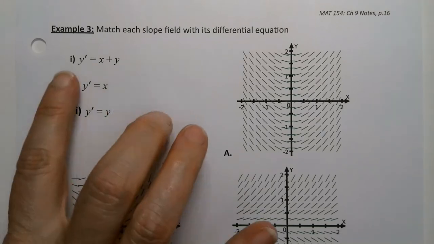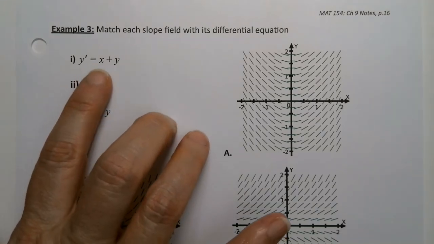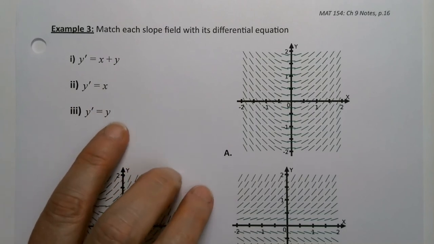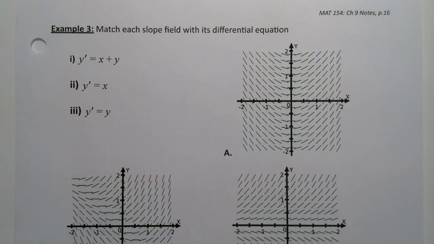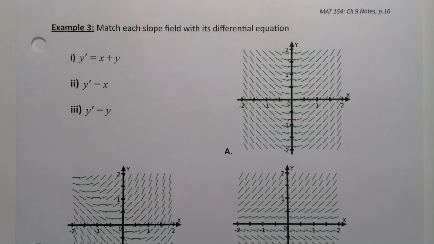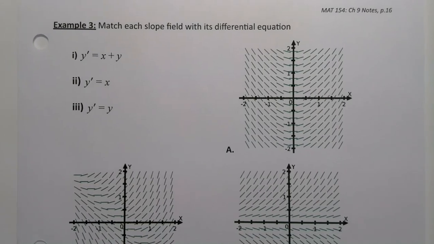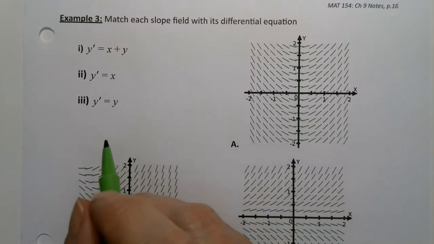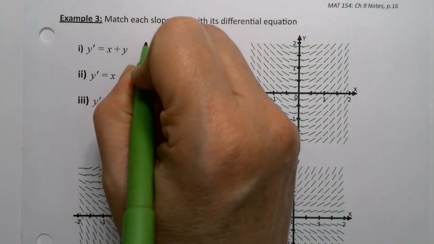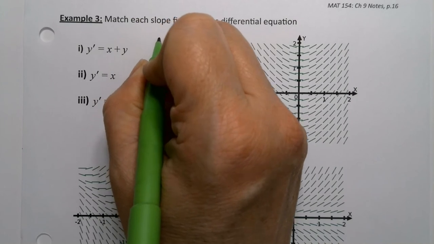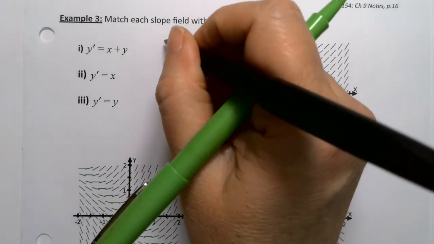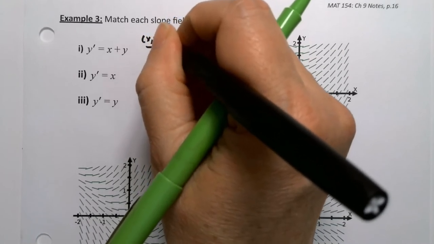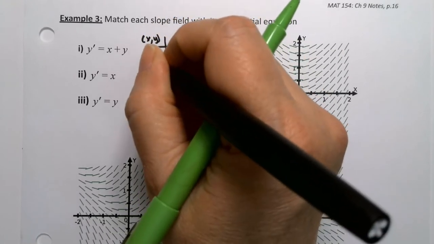So we have y prime, this is one differential equation, y prime is equal to x plus y, y prime is equal to x, and y prime is equal to y. Fascinating. All right, so you can do this a couple different ways. There's a little bit of a logic argument to it. So think about a particular value. So let's say at 1, 1. Let me just make an example here. If I had the point x comma y, if x comma y was 1, 1.